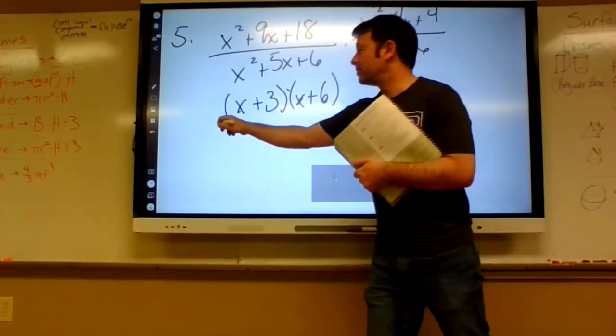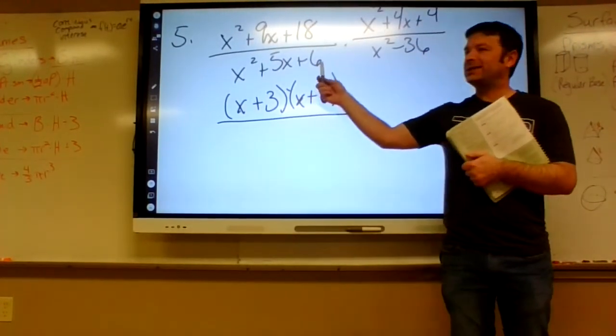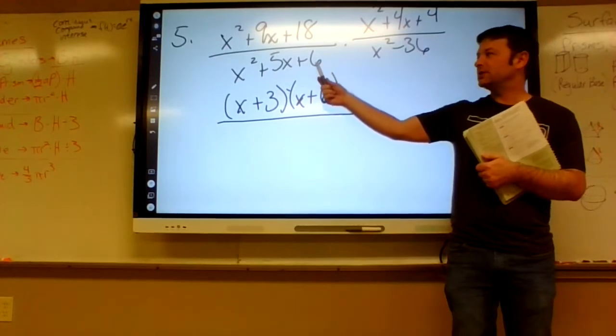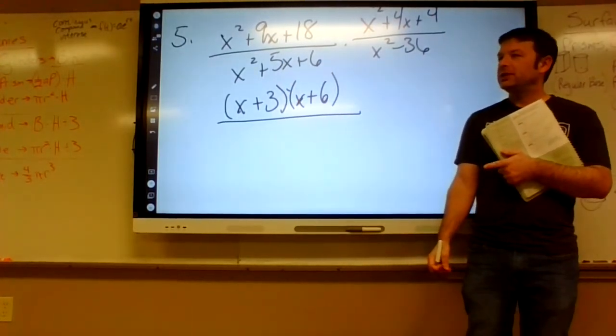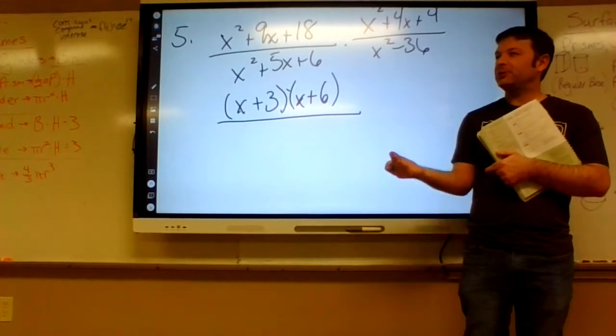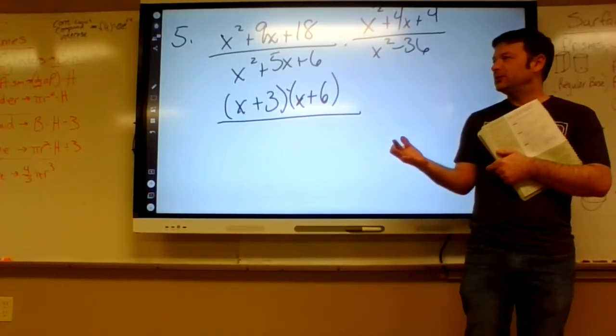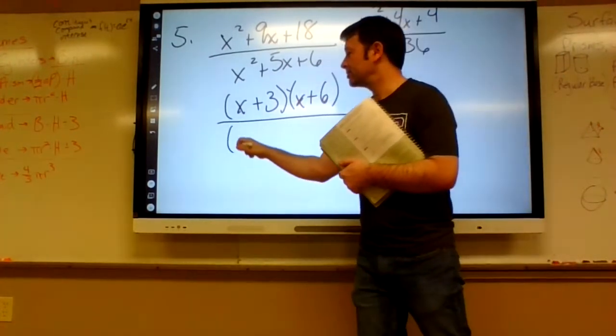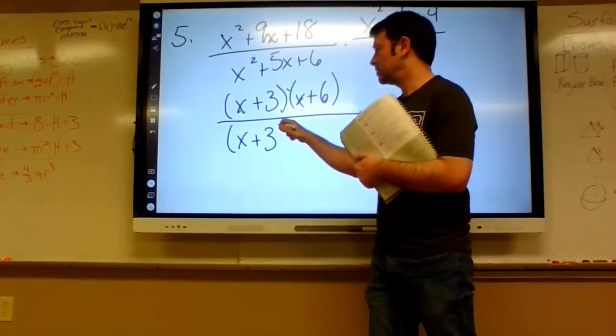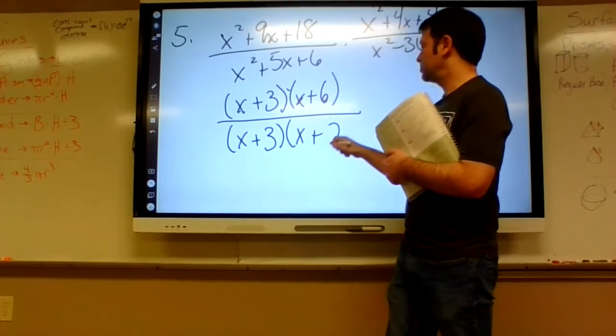Okay, and then on the bottom, what multiplies into positive 6 that adds up to positive 5? 3 and 2. So that might trick some people because they might say 6 and 1, but 6 minus 1 does not multiply to positive 6. You have to use 3 and 2.